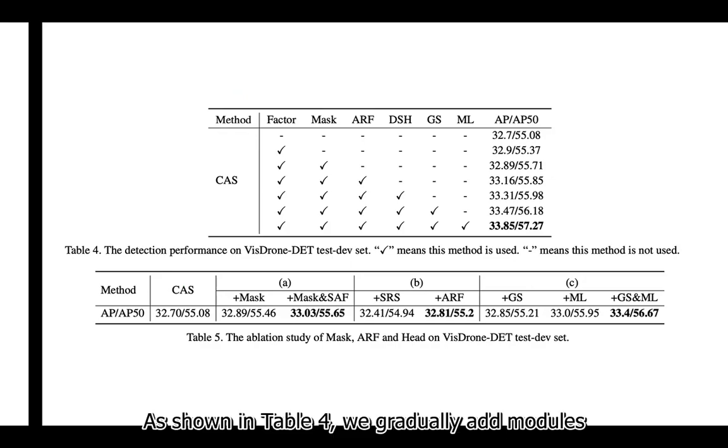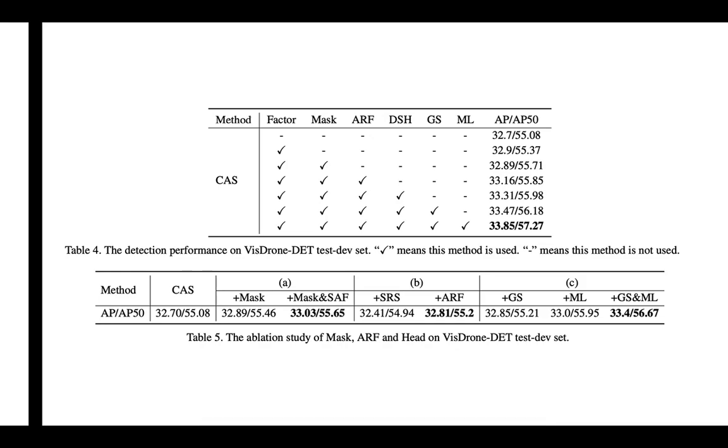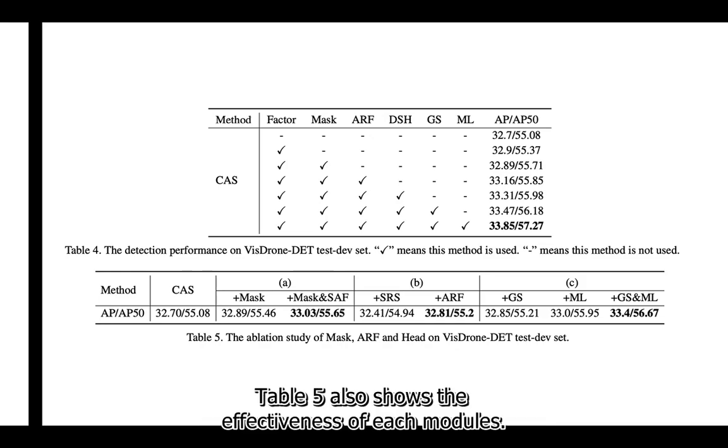As shown in Table 4, we gradually added modules at each level to the baseline to prove that these modules are not conflicting. Table 5 also shows the effectiveness of each module. The above is all the content of our work.